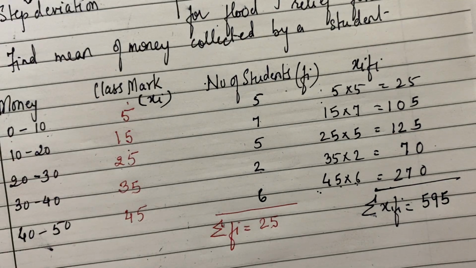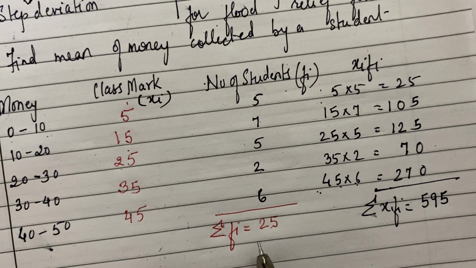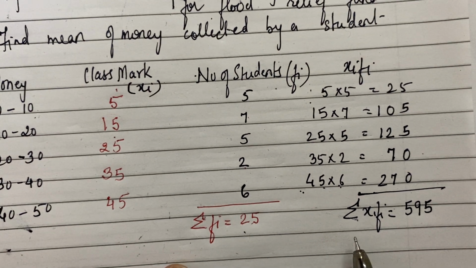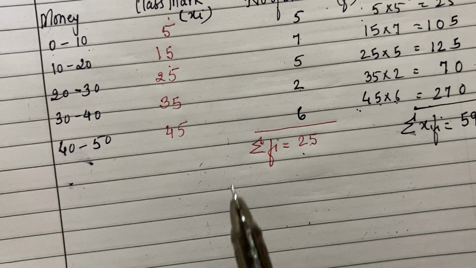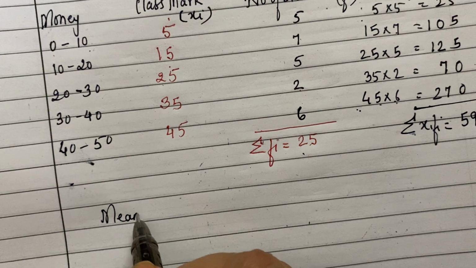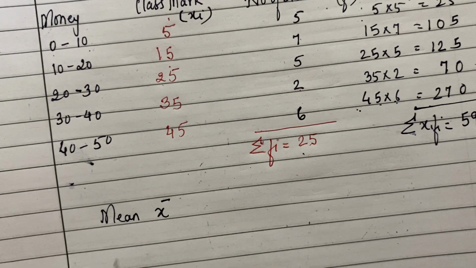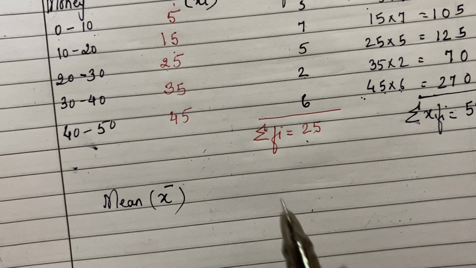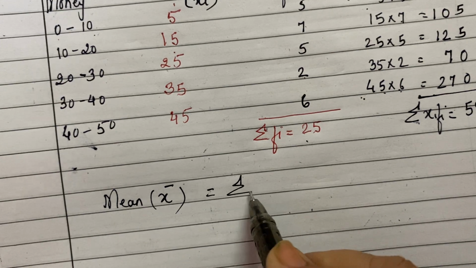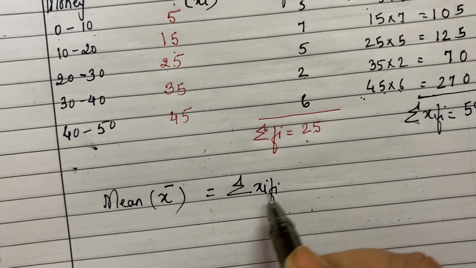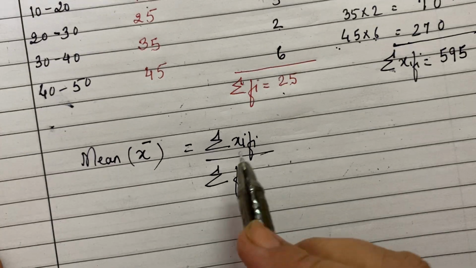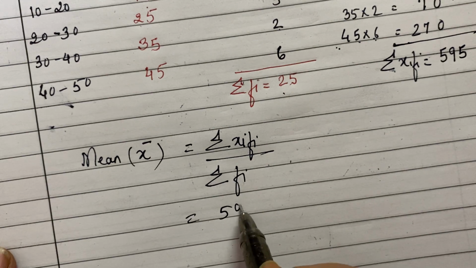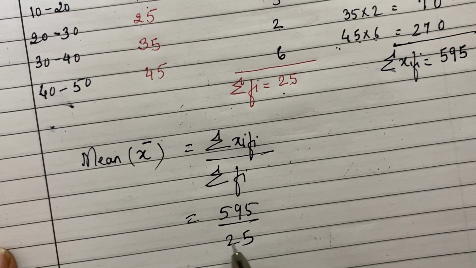Got that? So now we got the sum of the frequency, we got the sum of the product of the frequency with the class mark. Now we have to find out the mean. Mean is given by the formula for direct method, X bar. Mean is denoted by X bar. It is summation of Xi into Fi upon summation of Fi. Okay, so here we have 595 divided by 25.